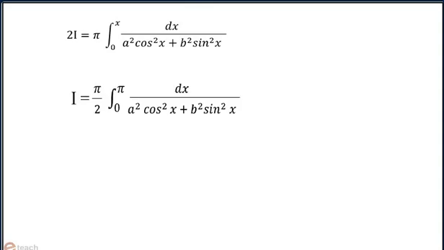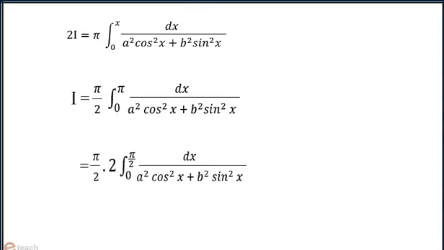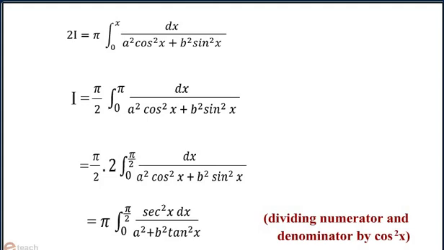Now we write the integral as pi by 2 into 2 integration 0 to pi by 2 dx divided by a square cos square x plus b square sin square x. Now you will note that we have changed the limit over here from pi to pi by 2. Now further, dividing the numerator and denominator by cos square x, we get pi into integration 0 to pi by 2 sec square x dx divided by a square plus b square tan square x.